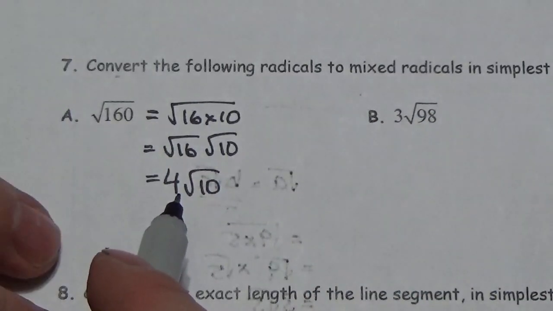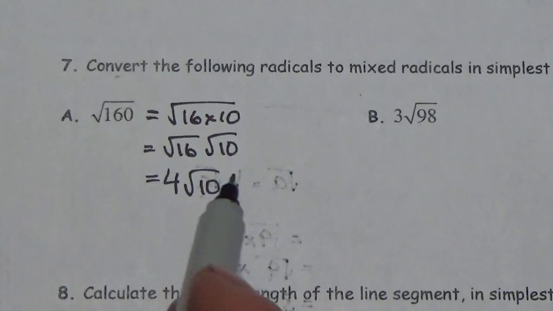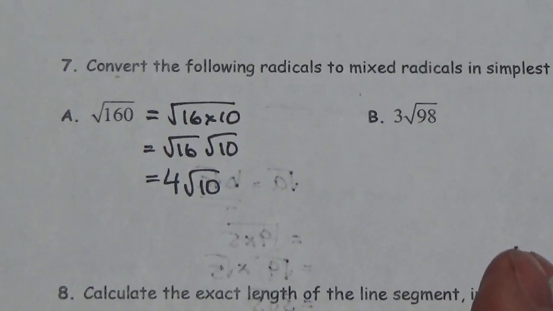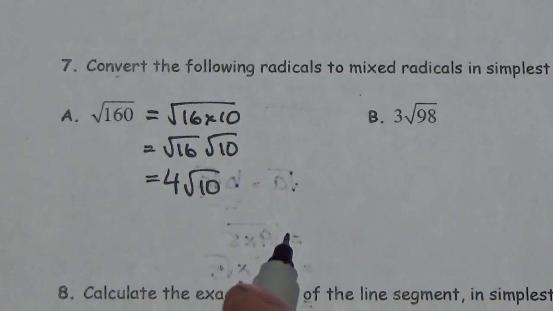I'm pretty confident that that's it, because when I look at 10, 10 is not divisible by any of the perfect squares. It's not divisible by, well, okay, it's divisible by 1, but that's not helpful. It's not divisible by 4, it's not divisible by 9, and then we're already at numbers that are too big.